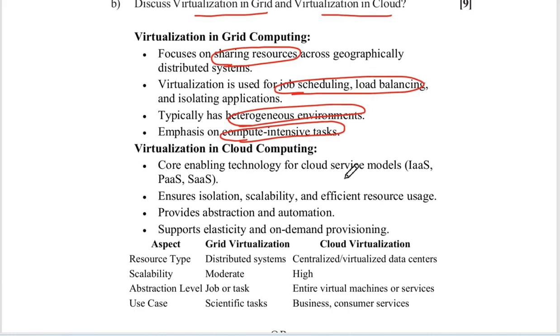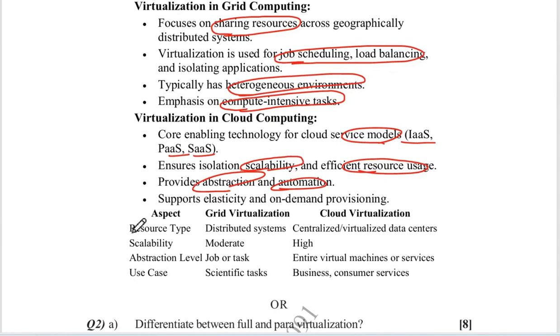In cloud, what do we focus on? We focus on the service models like infrastructure as a service, platform as a service, or software as a service. Cloud is mostly used for scalability and resource usage, automation, and provides abstraction. These are the differentiation points. In grid, distributed systems are the resource type. In cloud, centralized data centers are used. Scalability of grid is moderate, but scalability of cloud is high. Abstraction level is job or task level in grid, but in cloud the entire virtual machine is an abstraction.